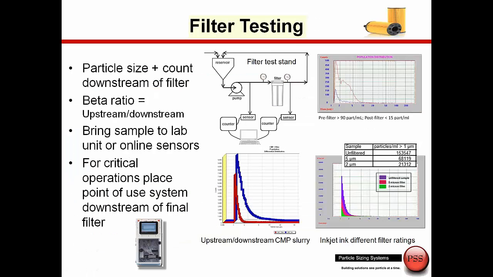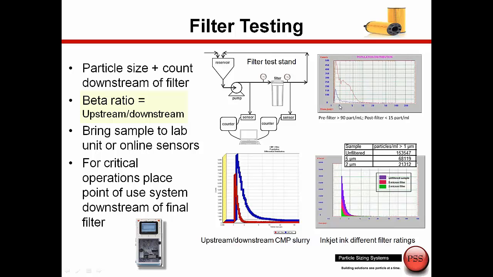The last application I'm going to talk about today is filter testing. So downstream of filters, filters by definition are going to remove particles, and we want to know how were the particles removed, at what size range, what was the efficiency. So here we're looking at the particle size and count, either downstream of a filter or upstream and downstream of a filter. Here you see a picture of a filter test stand where we could have sensors both upstream and downstream of the filter. And if we look at this ratio of upstream to downstream particle count at given size ranges, that is called the beta ratio.